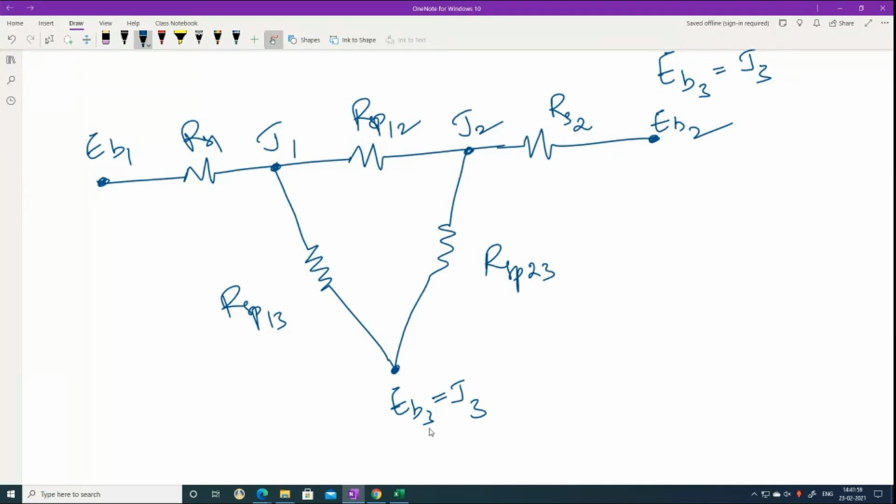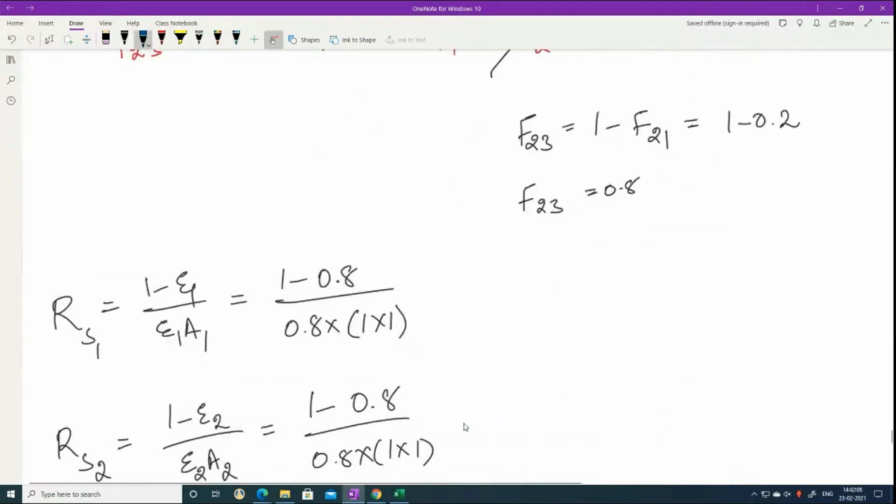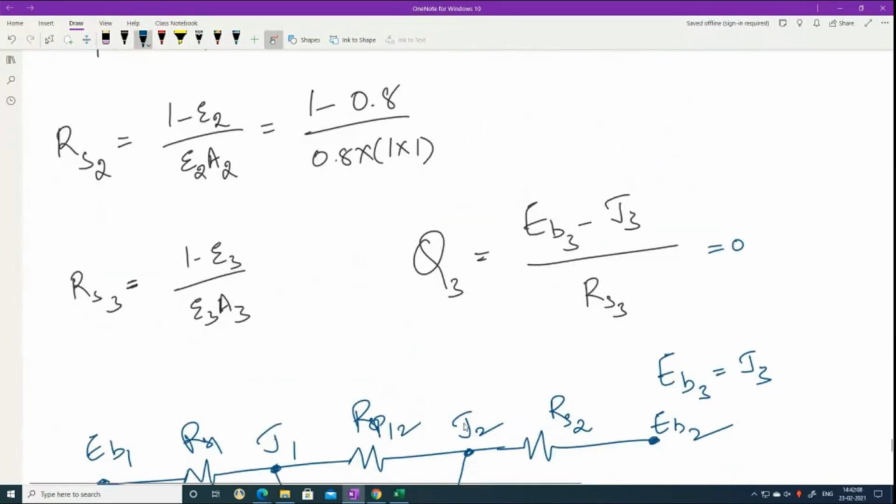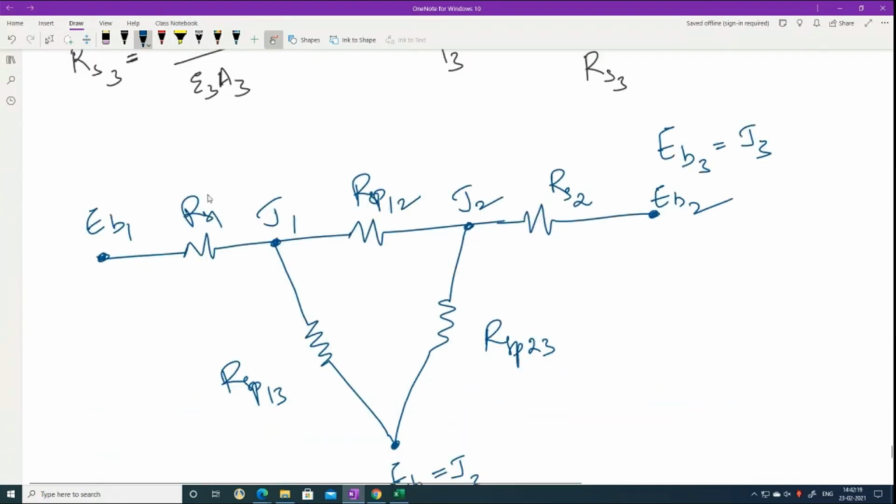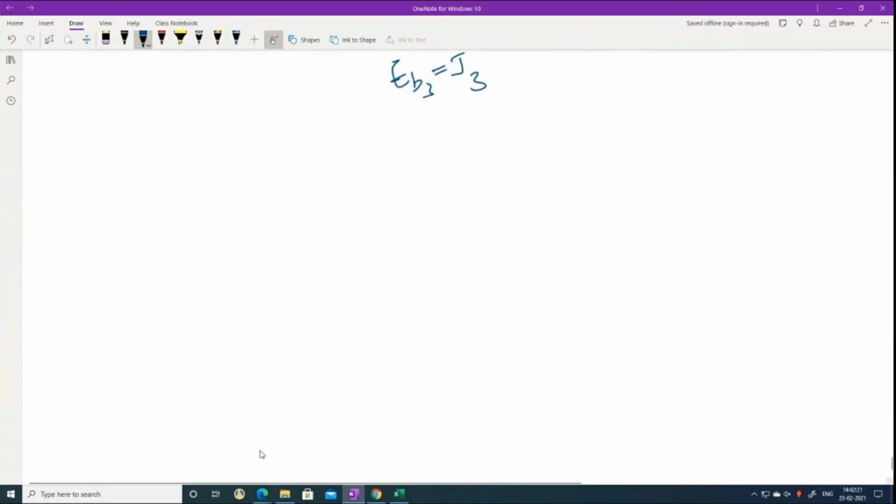Most of the times this RS3 is neglected. That kind of questions only you will get. So sometimes you may get questions where RS3 also has to be considered. That thing also you may have. All right, so we are done with those surface resistances. Let's move to the space resistances now.